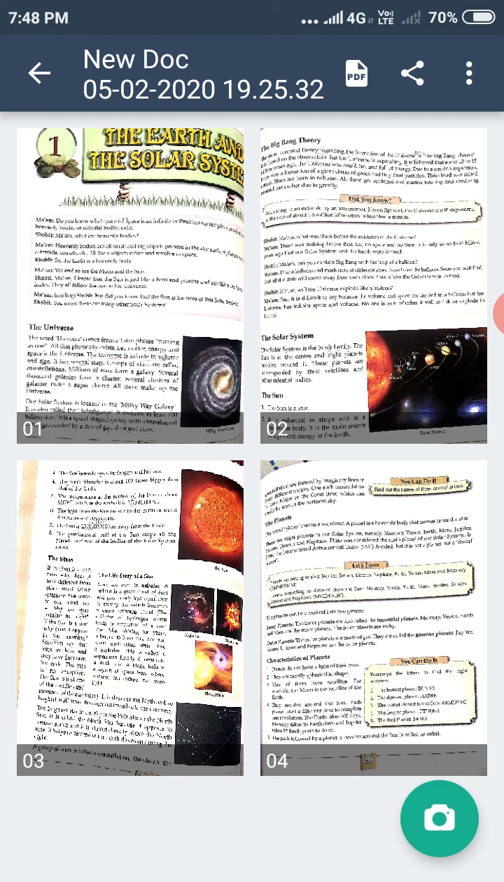Now, let us know about the planets. Planet is also called a wanderer. Why is it called a wanderer? Because it keeps on moving around. All the planets keep on moving around the stars. That is why they are called the wanderers.